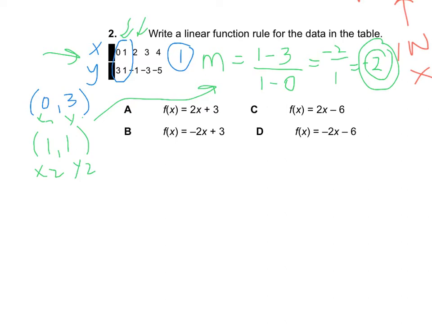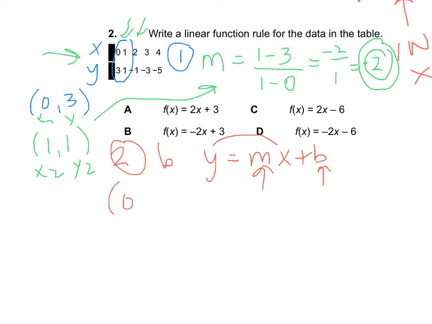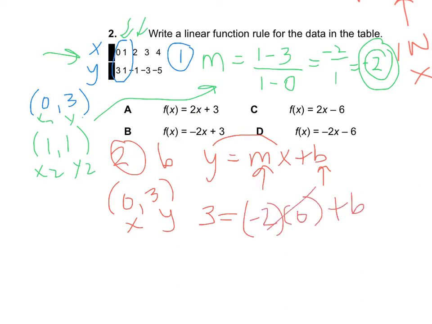Step 2 then is to find b. So in order to find b, we know that we have slope. We have -2 for slope, but we need a point. We need an x and a y. So we're going to pick one of the points from the table. I'll choose 0, 3. So I'll plug 0 in for x and 3 in for y. So we would have 3 equals, the slope we found was -2, our x value from that point is 0, plus b. So when we solve, we get 3 is b.